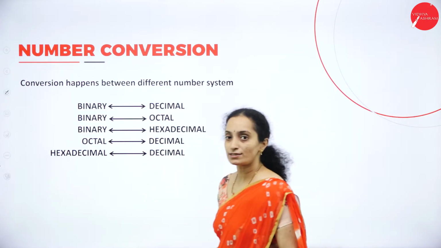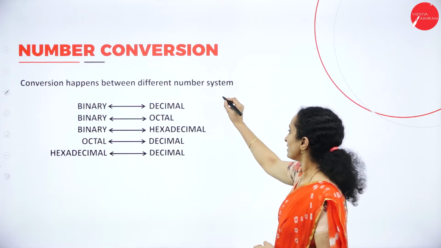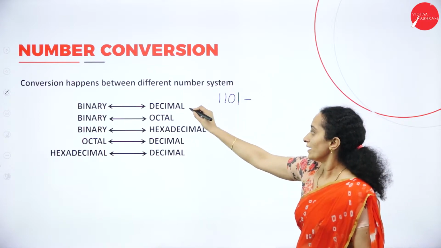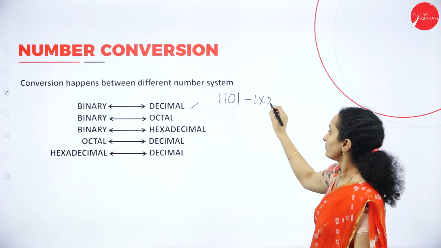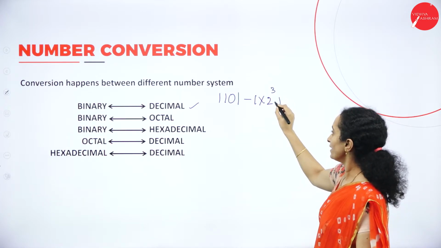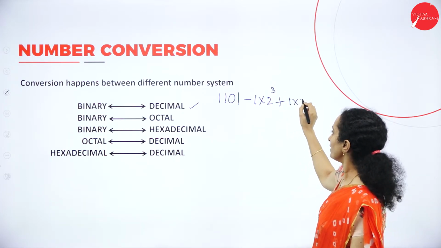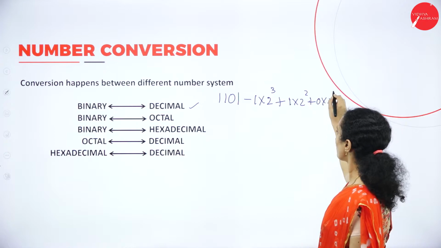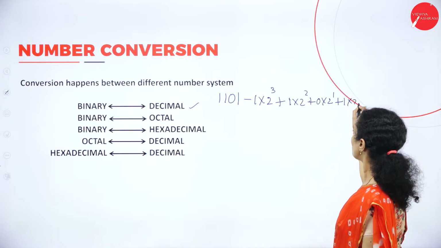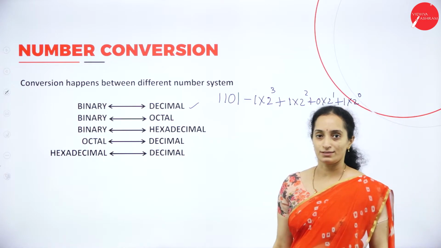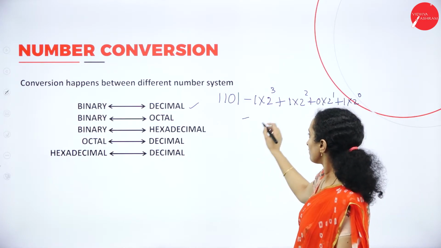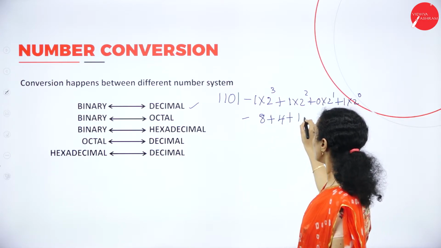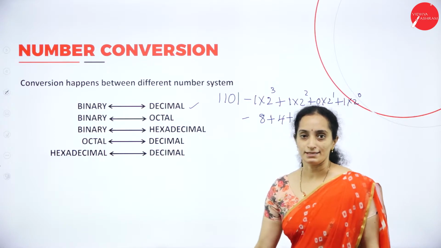Is it not? How do you convert binary to decimal? By multiplying. If you have 1101, how do you convert binary to decimal? 1 into the base: 1 into 2 to the power of 3, 1 into 2 to the power of 2 plus 0 into 2 to the power of 1 plus 1 into 2 to the power of 0. Is it not? So, it will make 8 plus 4 plus 1. So, 13.